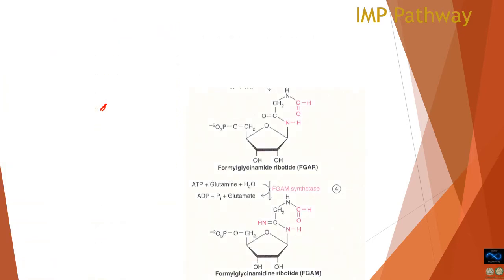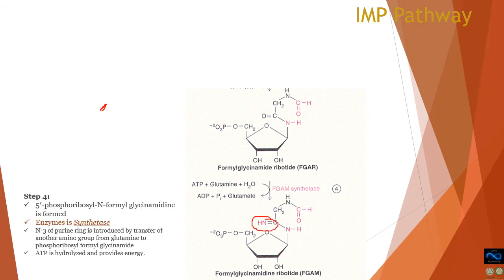In the fourth step, FGAR, which is formylglycinamide ribotide, is converted into FGAM, formylglycinamidine ribotide. The synthetase process here utilizes glutamine and converts it to glutamate, and its amino group is added here, as you can see in the picture. So the enzyme involved is a synthetase, and N3 of the purine ring is introduced here. ATP is also utilized to convert it into ADP, as it is a synthetase process.